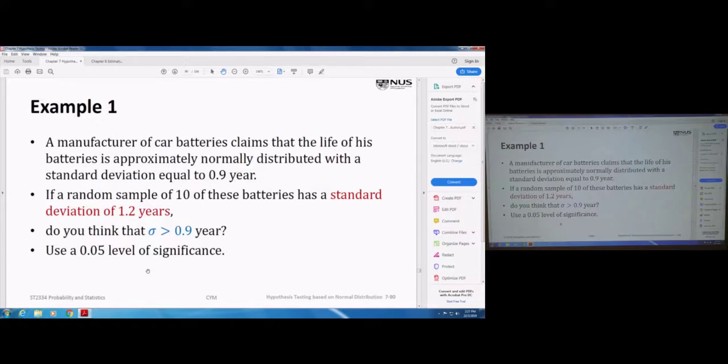Okay, very good. So we can now exercise using this procedure. The example is this. You have a manufacturer of car batteries claiming that the life of the batteries is approximately normally distributed with a standard deviation equal to 0.9 a year. Now we take 10 samples and we see 1.2. The question is, do we think that sigma is bigger than 0.9 at the level of 0.05 significance, or the probability of type 1 error?